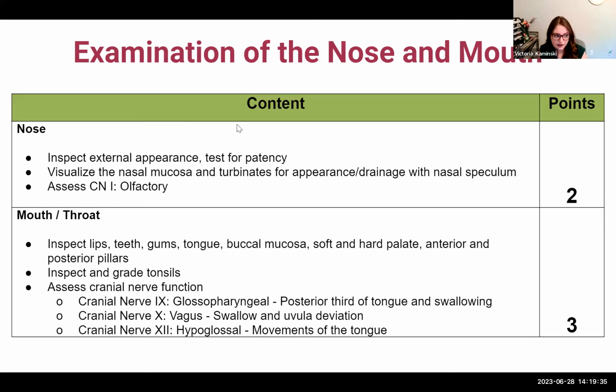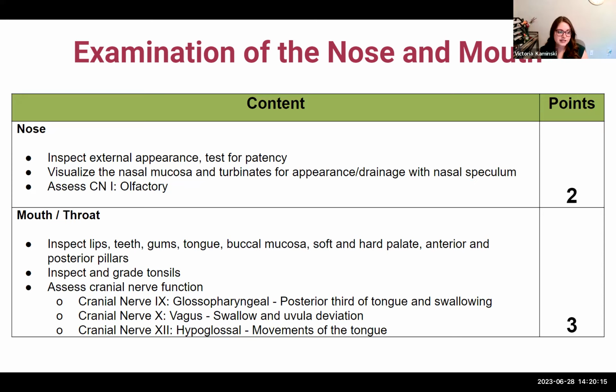For cranial nerve 1, your olfactory, you're going to be testing this first with inspection of external appearance of the nose, testing for patency, basically having the patient occlude both of their nostrils independently and having them sniff. Then you're going to visualize the nasal mucosa and turbinates for appearance and drainage with the nasal speculum. So you're going to change out the speculum with your otoscope. You're going to visually look with light into the nasal mucosa. And then assessing cranial nerve 1, the olfactory nerve, by sense of smell. So you'll have the patient close their eyes, have 2 distinct scents, and you're going to have them occlude one nostril, and then you're going to have them smell that and detect the scent correctly.